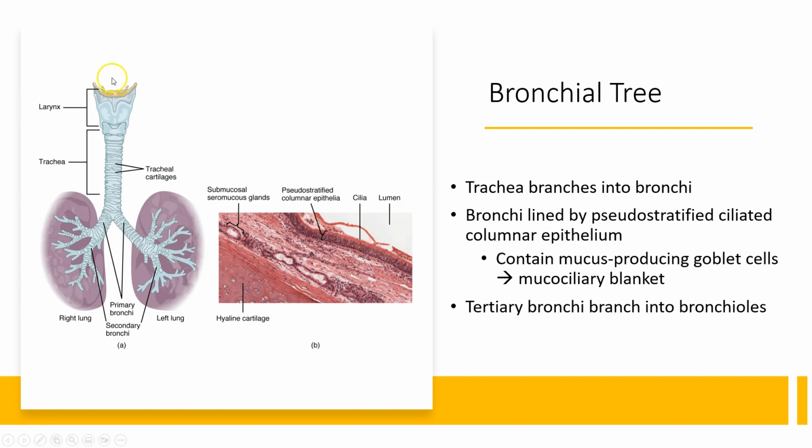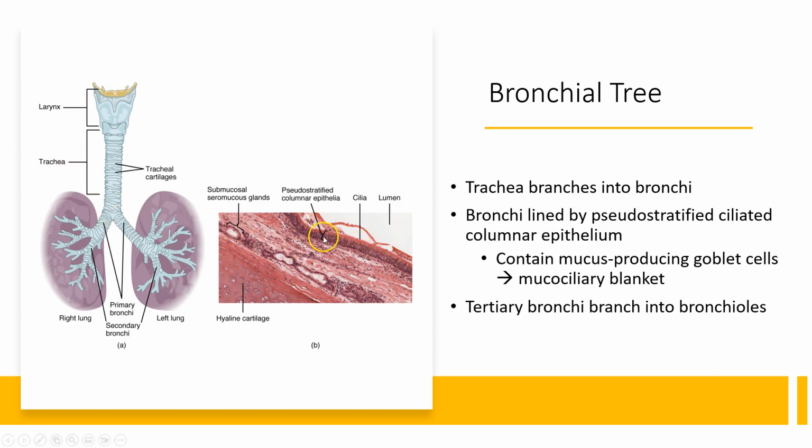Air enters our respiratory system through the larynx in the trachea, which then branches into the bronchi. Our bronchi are lined by specialized cells that you can see in this box that are called pseudostratified ciliated columnar epithelial cells. The bronchi also have mucus-producing goblet cells.